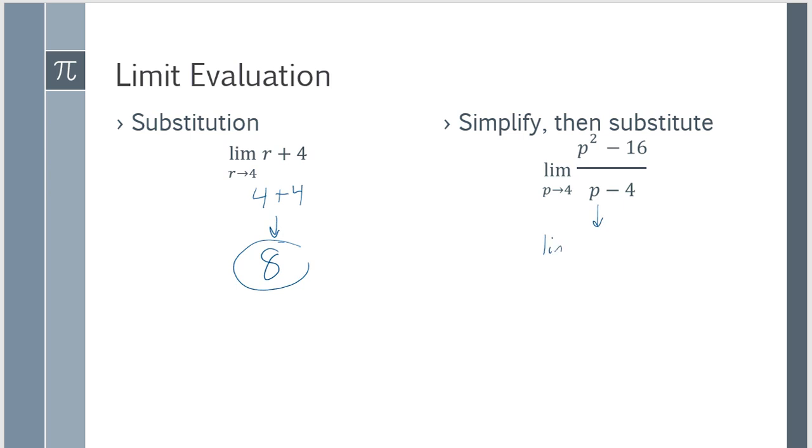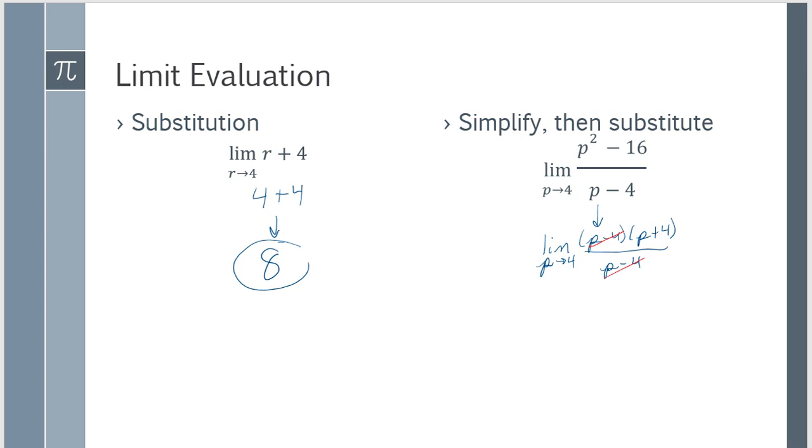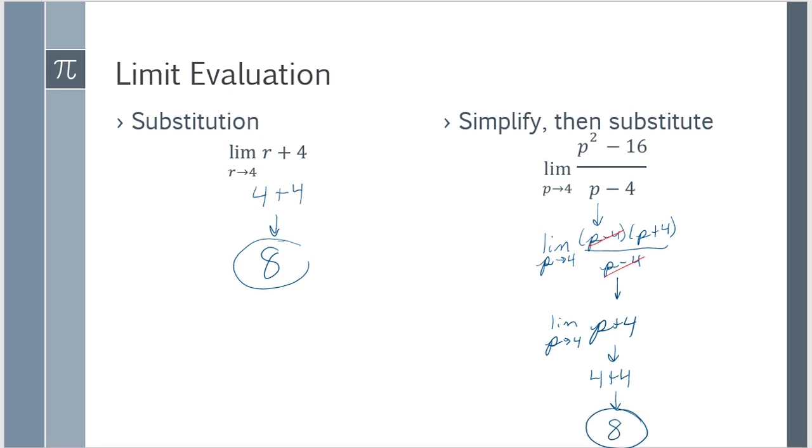I've not found the limit yet, so I do need to rewrite the limit as p approaches 4 from both sides. I can factor p squared minus 16 to be p minus 4 times p plus 4, and that's still over p minus 4. Now I can cancel out the p minus 4, and I still have the limit because I still haven't actually evaluated it yet. I just have a p plus 4. At this point, I can plug 4 in for p, and I get 4 plus 4. That is evaluated, so I found the limit, and I'm just simplifying it to give me 8.